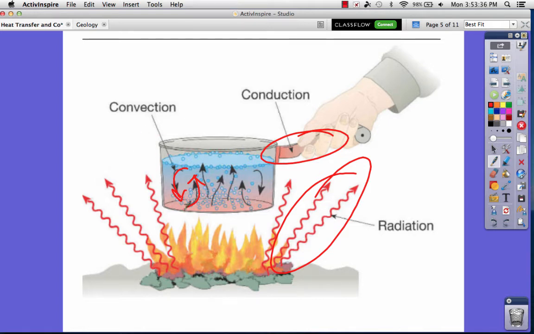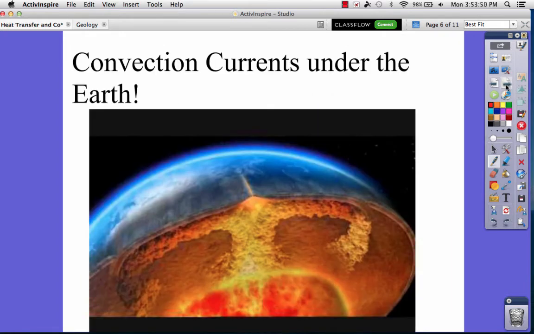Here, convection, heat is being transferred. The heat from the bottom of the pot and pan is being transferred up and then it's coming back down. Conduction here, we have the direct touch, so the heat is being transferred from the pot handle to the hand. And these convection currents happen under the Earth.